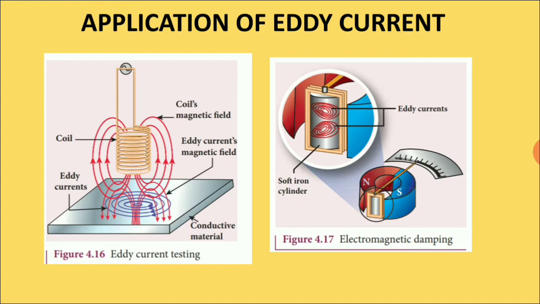And another one, electromagnetic damping. The armature of a galvanometer coil is wound on a soft iron cylinder. Once the armature is deflected, the relative motion induces eddy current in the cylinder. The damping force due to eddy current brings the armature to rest immediately. Then the galvanometer shows the deflection. That's all.